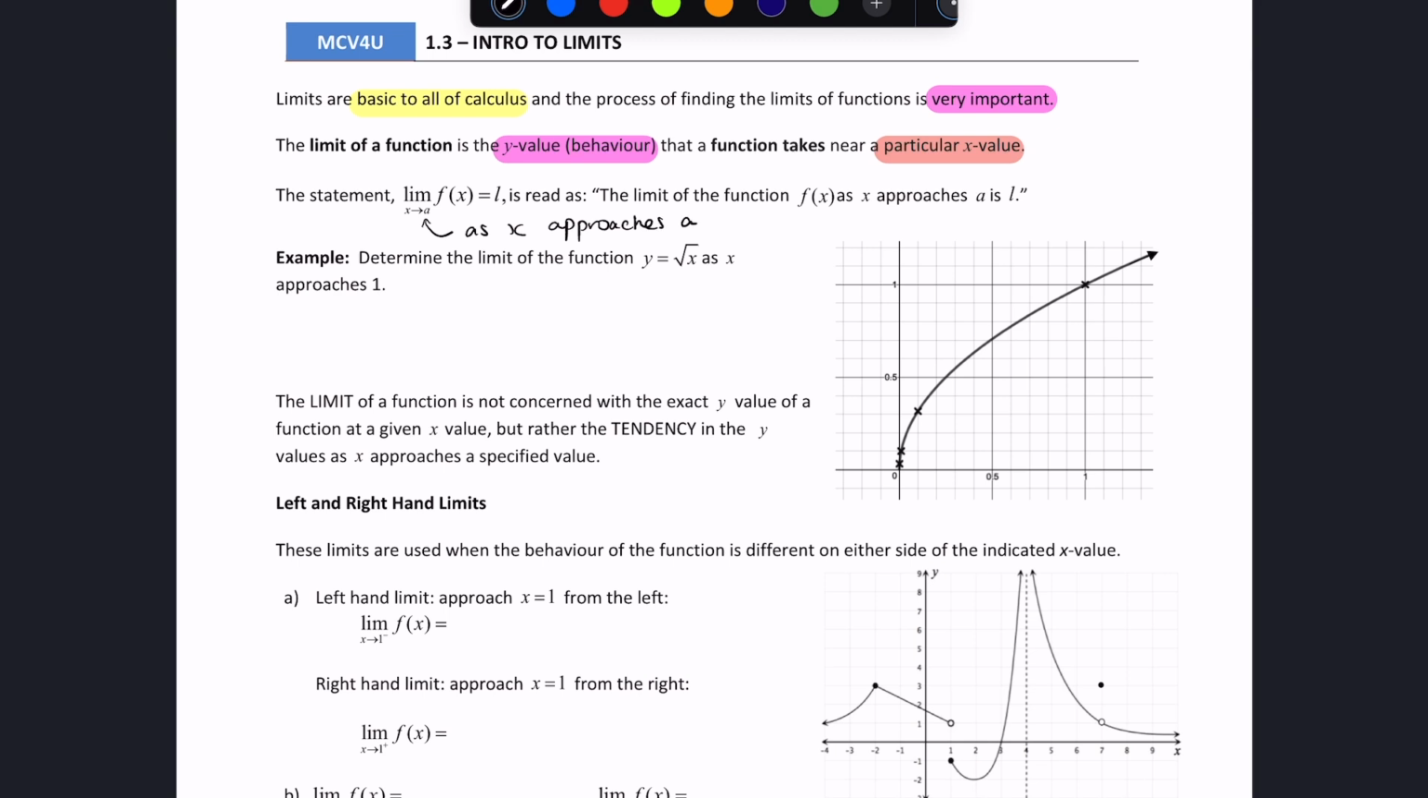So let's look at an example of a limit. Determine the limit of the function y is equal to square root x as x approaches 1. So now we're given a statement. Let's write it in the notation that we just saw. We first write limit. Now x is approaching 1, so that replaces the a value. Our function is not f of x now, our function is square root x, and it equals 1.